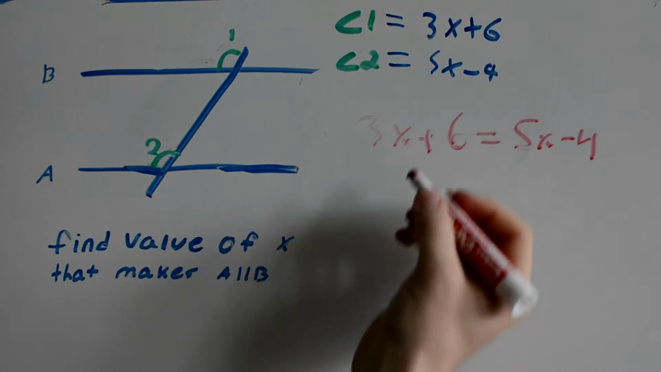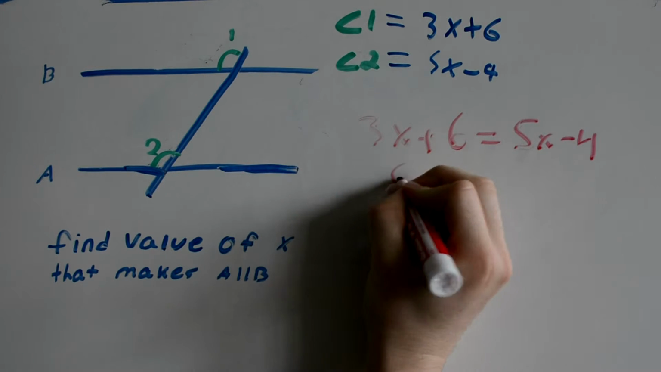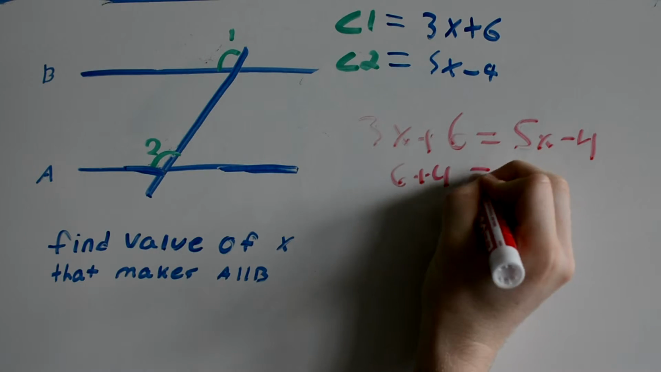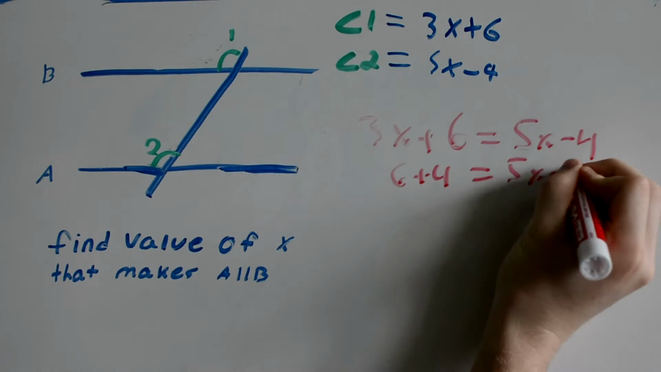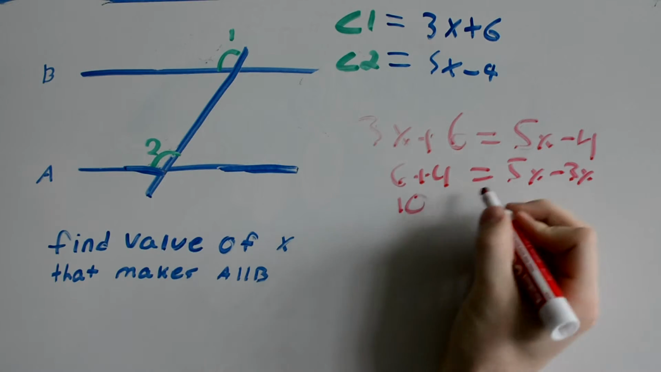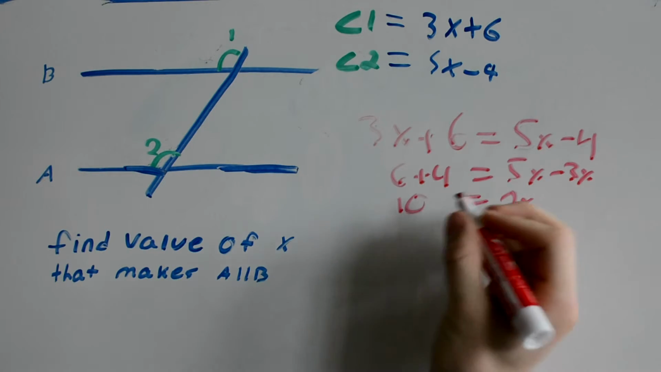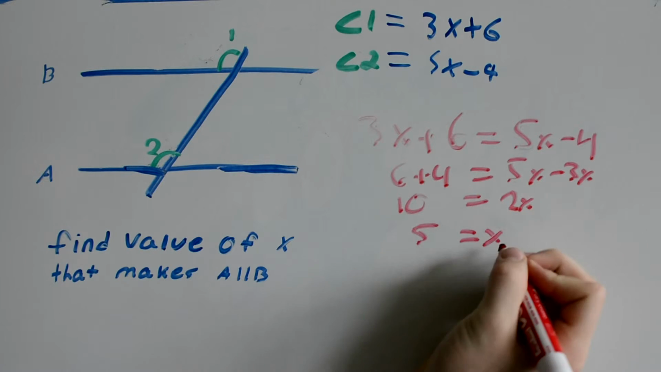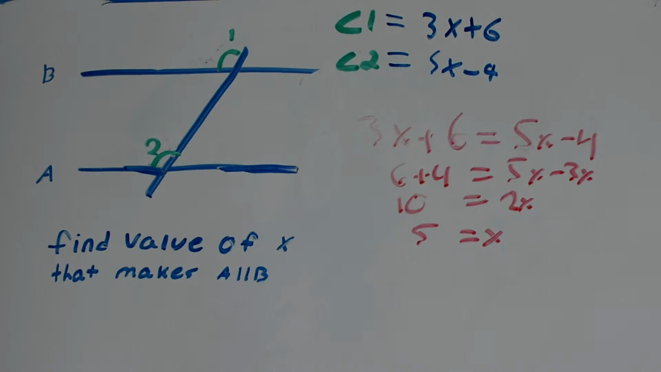So now you do 6 plus 4 equals 5x minus 3x. And so we're solving 10 equals 2x, or 5 equals x. So if x equals 5, angle 1 and angle 2 are congruent, which makes line A and line B parallel.